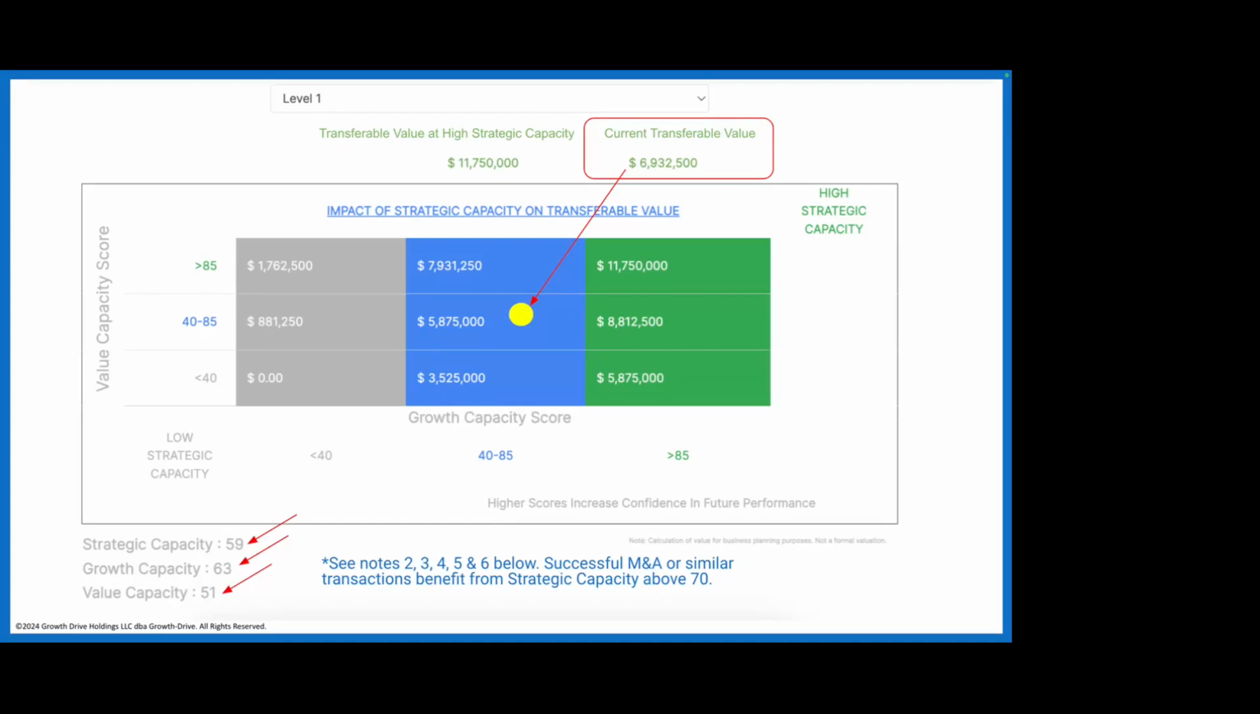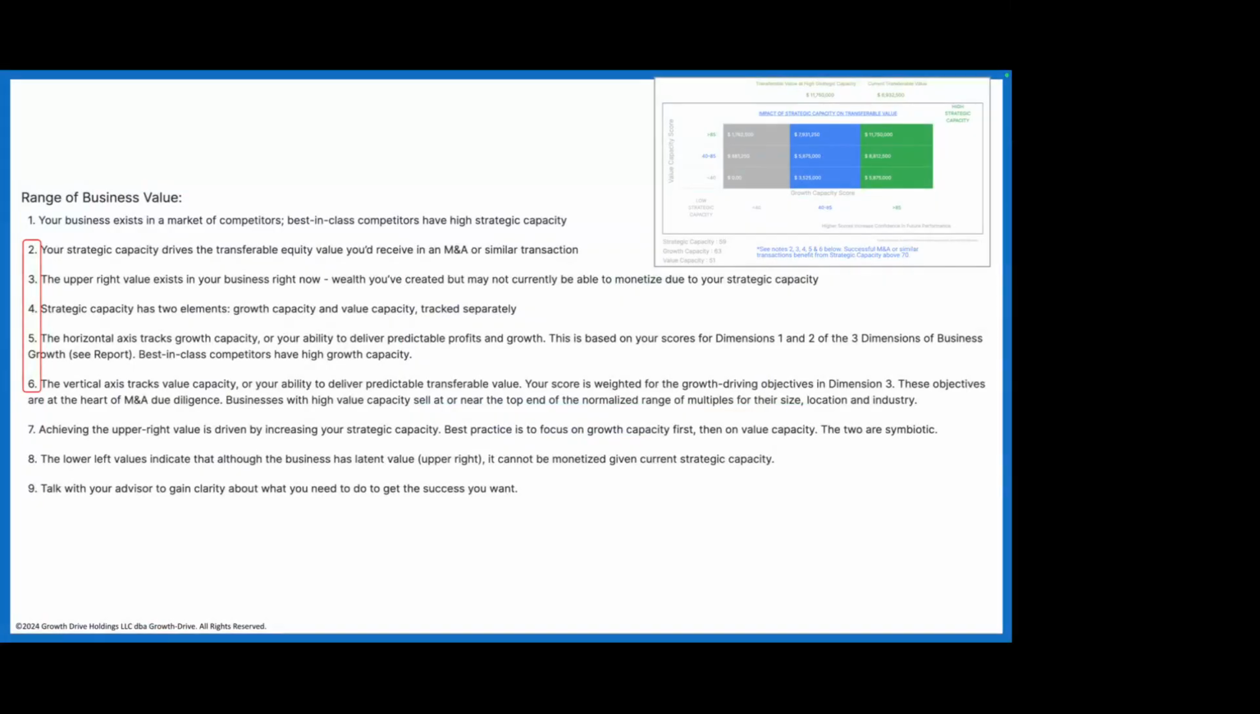All right. Now, we've done a lot of educating. The next thing is we want to be able to say, listen, here's what it means to you. And if you printed this out and handed it across the table to your client, we're going to want them to read several of the footnotes, right? The explanatory notes that are included. And what do those look like? Well, we've told them to zero in on 2 through 6. Your strategic capacity drives transferable equity value. The upper right value exists in your business right now. This is value you've created, but may not currently be able to monetize. Strategic capacity has two elements, and the horizontal axis tracks element 1, growth capacity, or your ability to deliver predictable profits and growth. Okay? Well, the vertical axis tracks value capacity, or your ability to deliver predictable, transferable value.